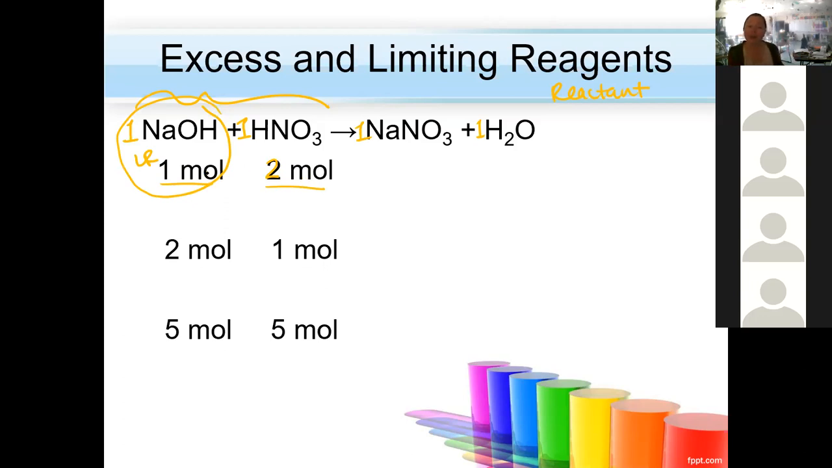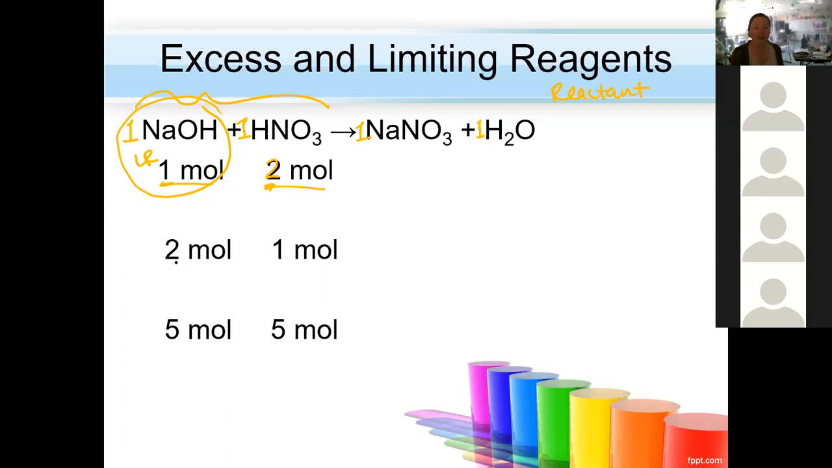After 1 mole of sodium hydroxide reacts with the nitric acid, how much nitric acid in moles will we have left over? How much excess will there be? 1. Exactly. Since they're in a 1-to-1 ratio, if I use 1, I need to use 1, which means I'm going to have 1 left over. So sodium hydroxide would be my limiting reagent, and I'm going to have 1 mole of nitric acid in excess.